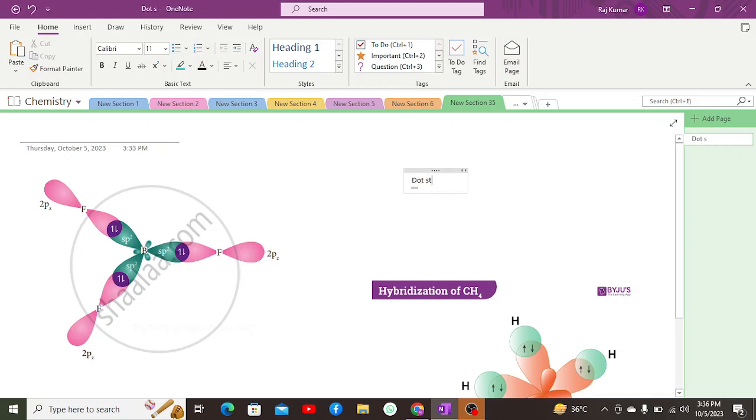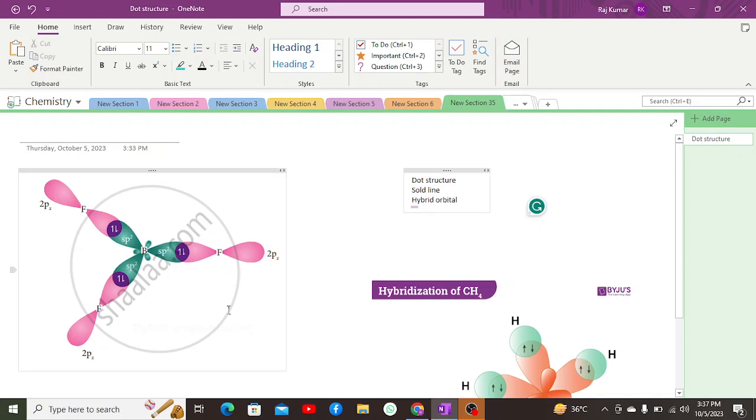First, there is the dot structure. Second, there is the solid line structure. In the dot structure, we represent the bonding by dots. The solid line structure is also known as the graphical structure, and the dot structure is also known as the electronic structure. Apart from these, there is the hybrid orbital structure.